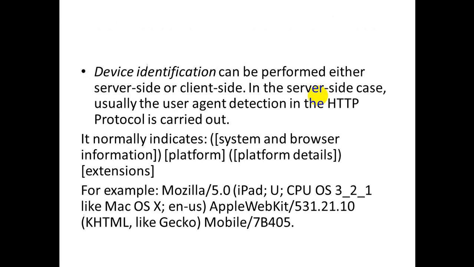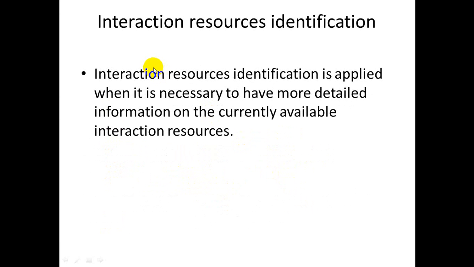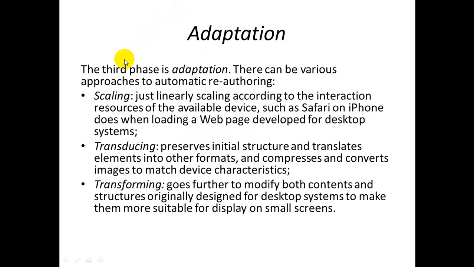For example, here we have some examples. It normally indicates system and browser information, platform details, extension. For example, Mozilla 5.0, iPad, something else. Interaction resource identification is applied when it's necessary to have more detailed information on the currently available interaction resource. And the last one is adaptation.